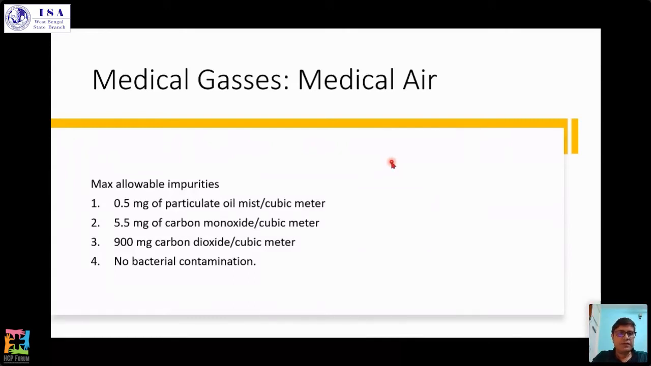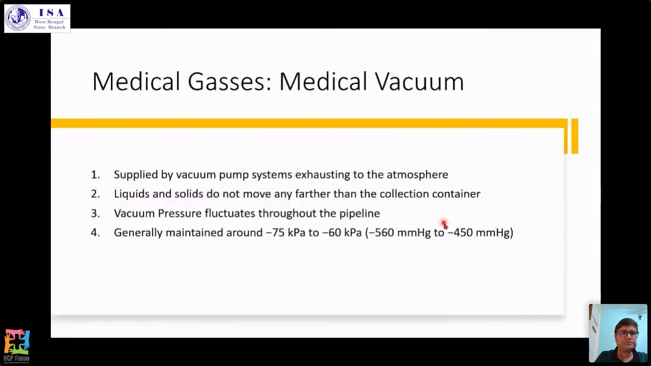Now, what are the maximal allowable impurities? 0.5 milligram of particulate oil. Just remember the things, there's no need to remember the exact value. So very low particulate oil mist, very low carbon monoxide and carbon dioxide, and obviously there should be no bacterial contamination.